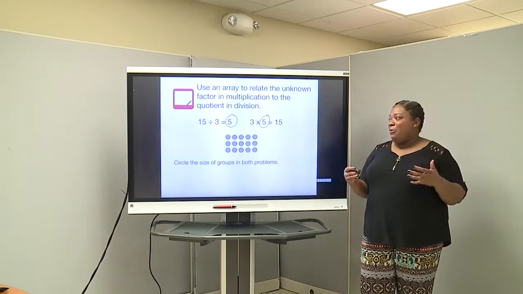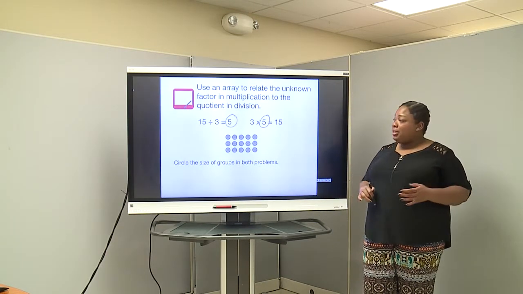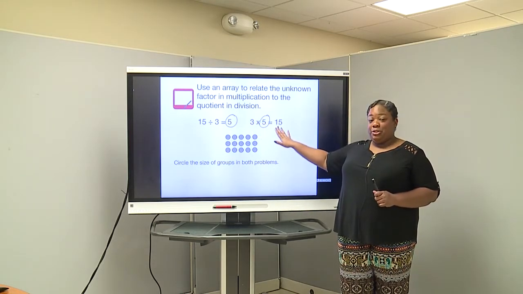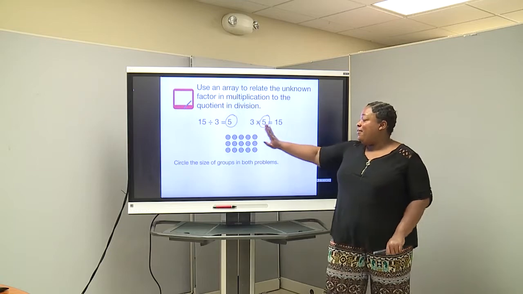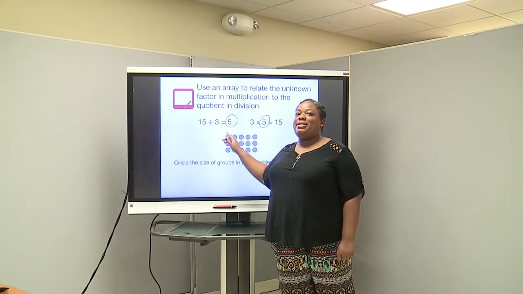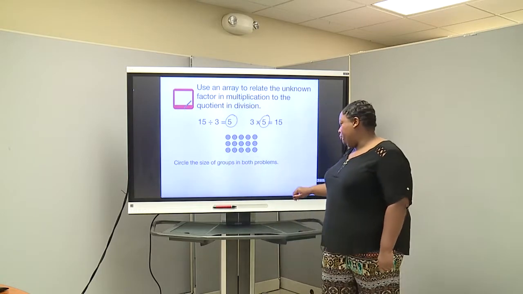So what does that reveal about the rest of my equations? We have the number of groups times the size of the group equals the total. And over here, we have the total divided by the number of groups equals the size of the group, okay?